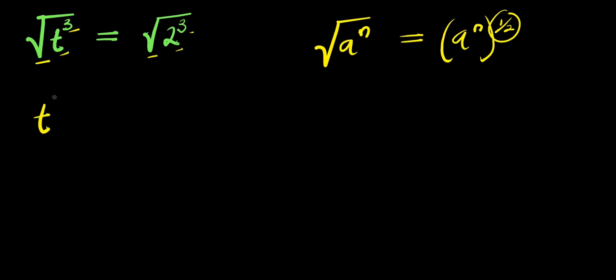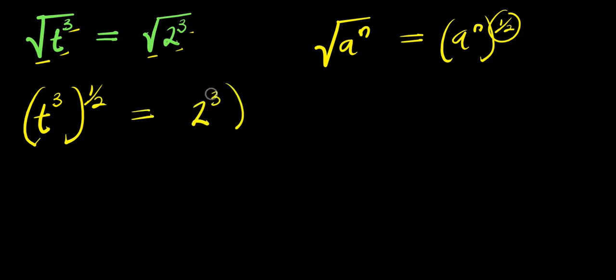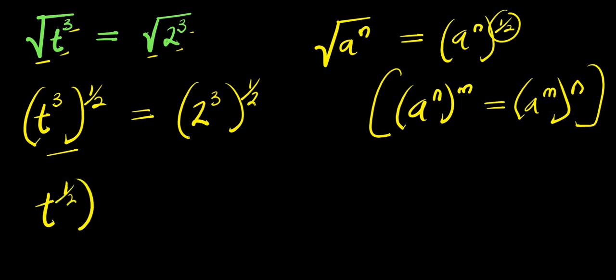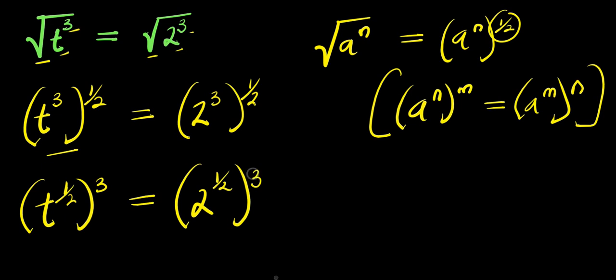So, we are going to apply the same thing here. We have t power 3, and this is raised to the power of 1 over 2. This equals 2 power 3, also raised to the power of 1 over 2. Now, if you have a to the power of n raised to the power of m, this equals a to the power of m, raised to the power of n. Applying that identity here, we are going to switch the powers. So we have t to the power of 1 over 2 raised to the power of 3 equals 2 to the power of 1 over 2 raised to the power of 3.